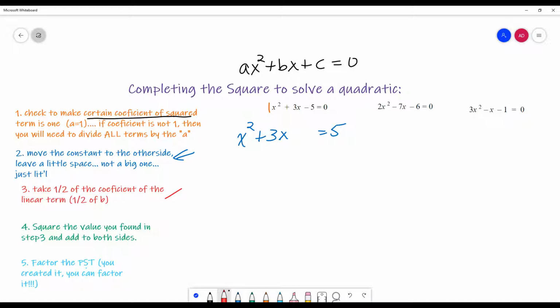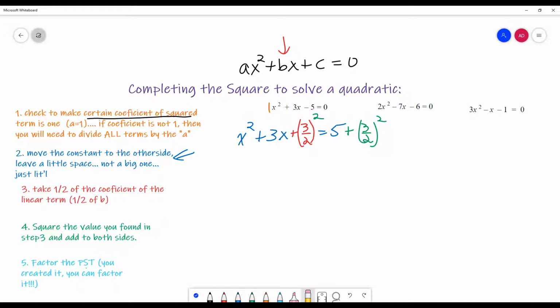Now, next step, take half of the coefficient of your linear term, meaning half of b. Remember, b is in front of the x. So let's take half of the b. Well, half of 3, we all know and love to be, wait for it, yep, 3/2. But then I need to square it, and that's this key one in green. I'm going to have to square 3/2 and add it to both sides.